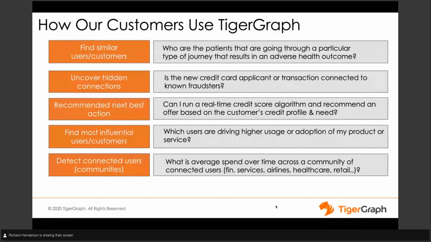And finally, we have detecting connected users and communities. That's really about characterizing a community. It's not just about finding which customers are similar to other customers, but then saying what characterizes those, what's their demographic. And that allows you to make sure that you're offering them the correct products, but also allows you to understand just what marketing you should be doing to those people.